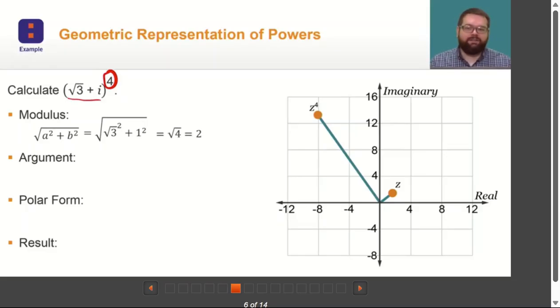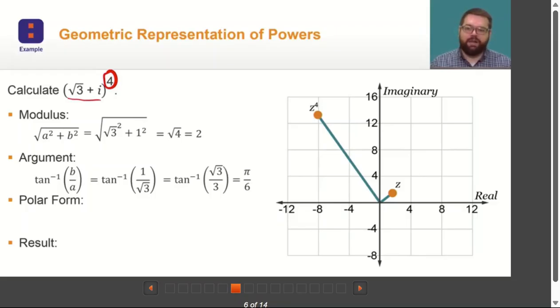The argument is equal to the inverse tangent of b divided by a, which here is equal to the inverse tangent of 1 divided by the square root of 3, or the inverse tangent of the square root of 3 over 3, which is equal to pi over 6. Thus, the polar form of the number is 2 times the cosine of pi over 6 plus i times the sine of pi over 6.